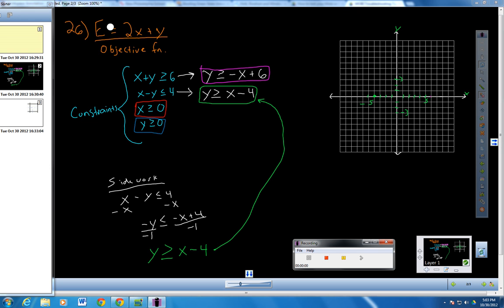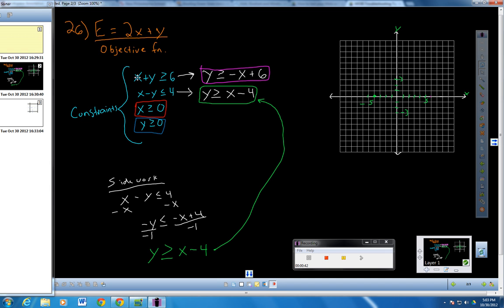Notice how I have the objective function up there. We're going to use that later. Don't even need that right now. All I'm trying to do right now is to show you how to convert these equations right here to linear inequalities that are correct and able to be graphed.